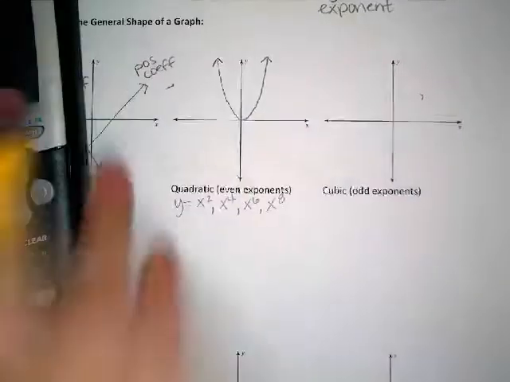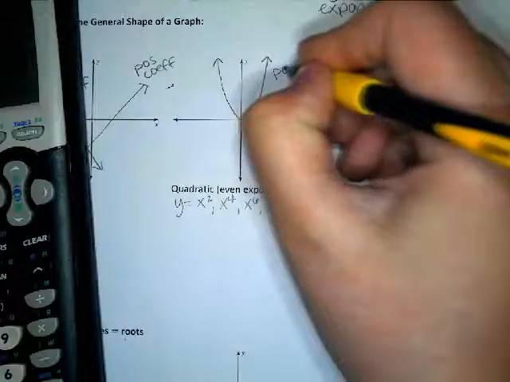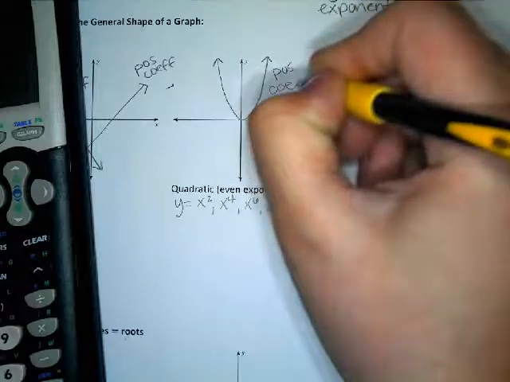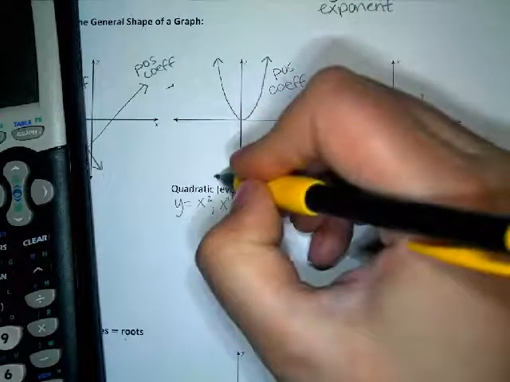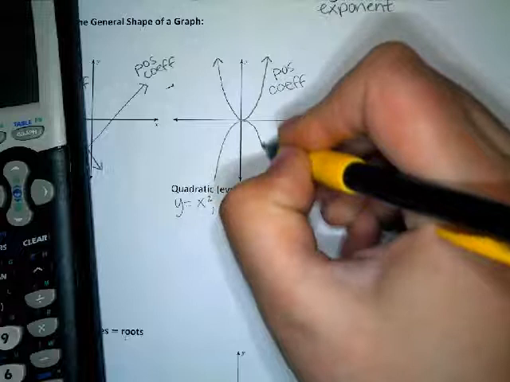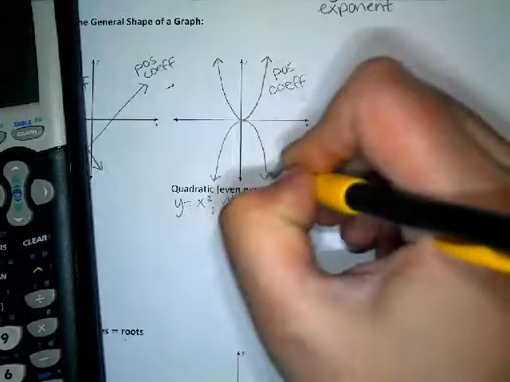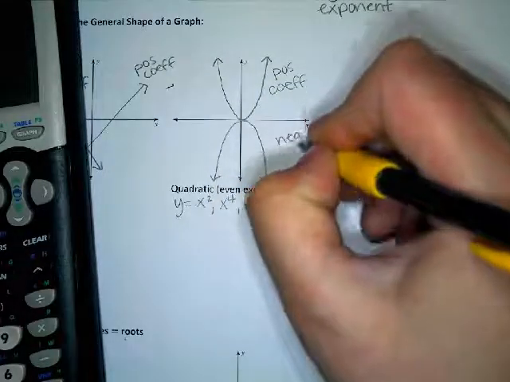So we're going to say that this first one is a positive coefficient. As soon as I stick a negative in the front, then they go this way, and they have negative coefficients.